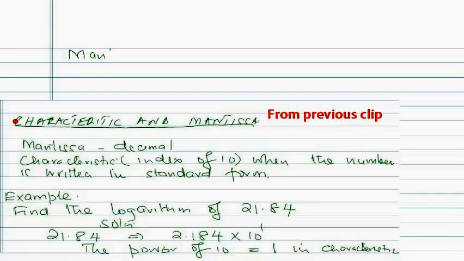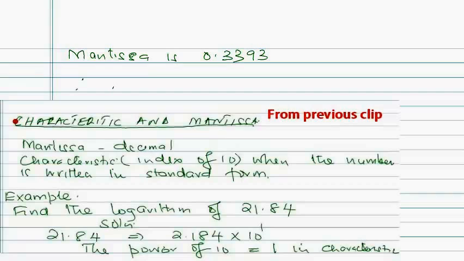From mathematical table, Mantissa is 0.3393. After getting now the characteristic and getting the Mantissa, then you write them as one number.